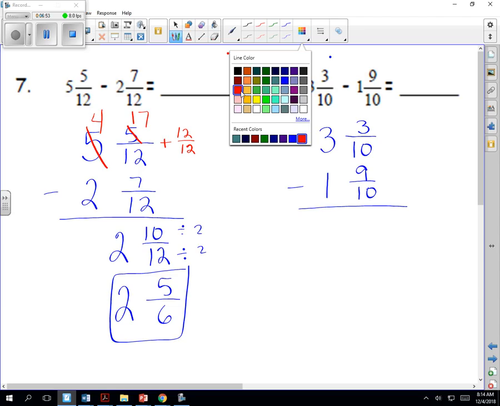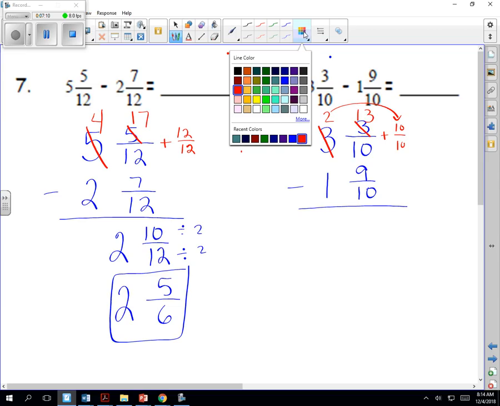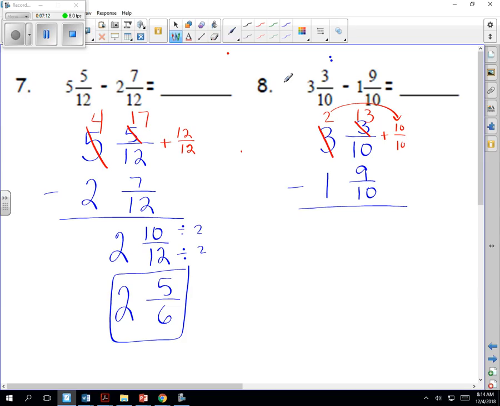So I'm going to borrow from the 3, and that becomes a 2. And I'm going to add 10 tenths. That 2, I'm going to give it to the fraction in the form of 10 tenths. I'm going to give a 1. And therefore, I'm going to add 10 plus 3, and that gives me 13. So now I'm going to subtract. 2 minus 1 is 1. 13 minus 9 is 4 tenths.